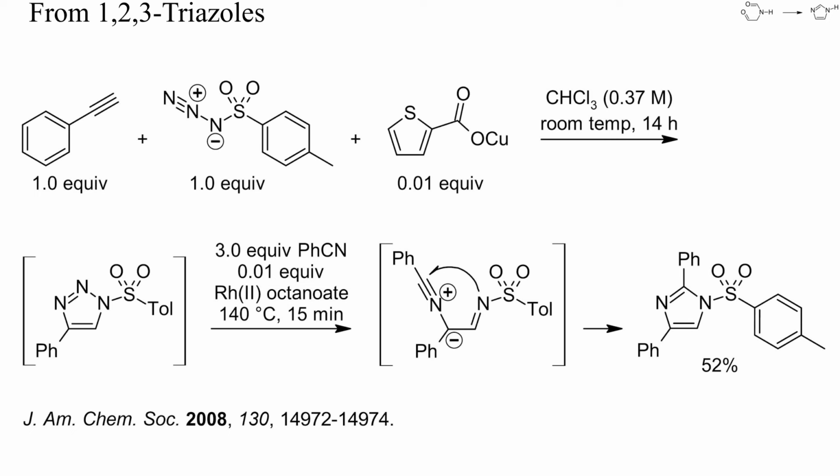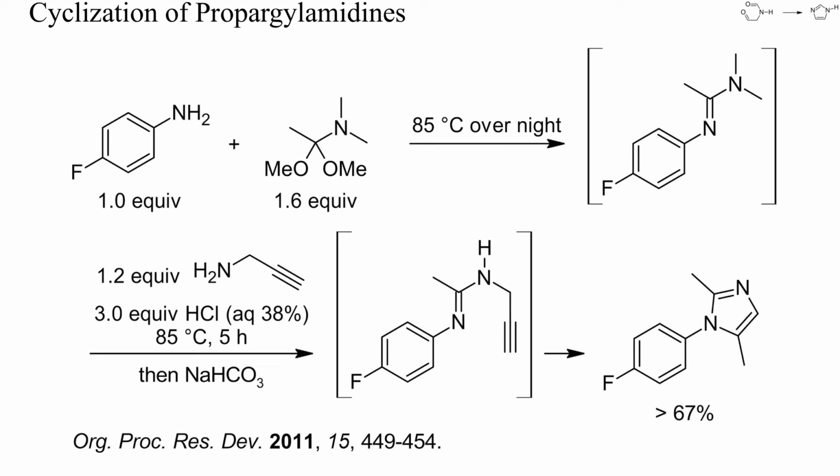In this example, heating an N-sulfonyl triazole with benzonitrile and catalytic rhodium octanoate yielded first a diazoalkane, then an alpha-aminocarbene, and then an ylide, which cyclized to the final imidazole. Because alkynes are dehydrated ketones, propargyl amines are synthetic equivalents of alpha-aminoketones. Here a propargylamidine was cyclized by heating with an excess of concentrated hydrochloric acid.